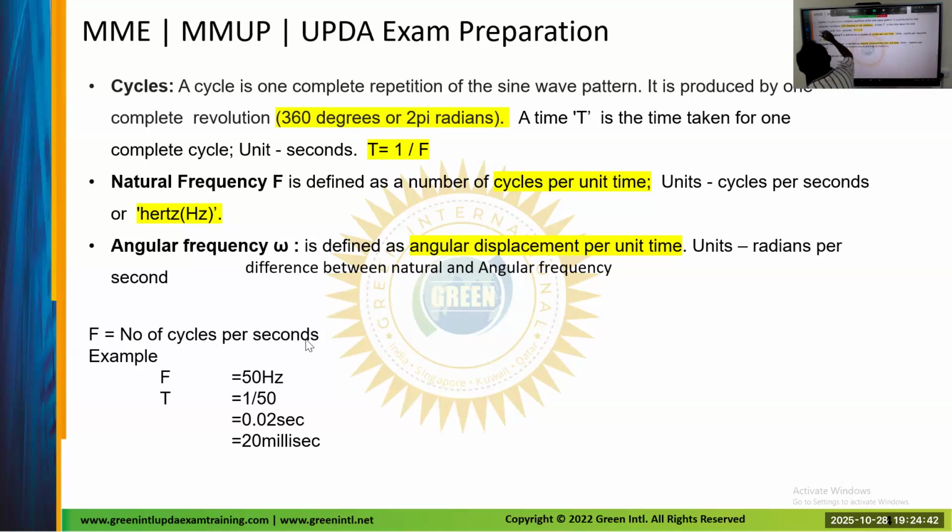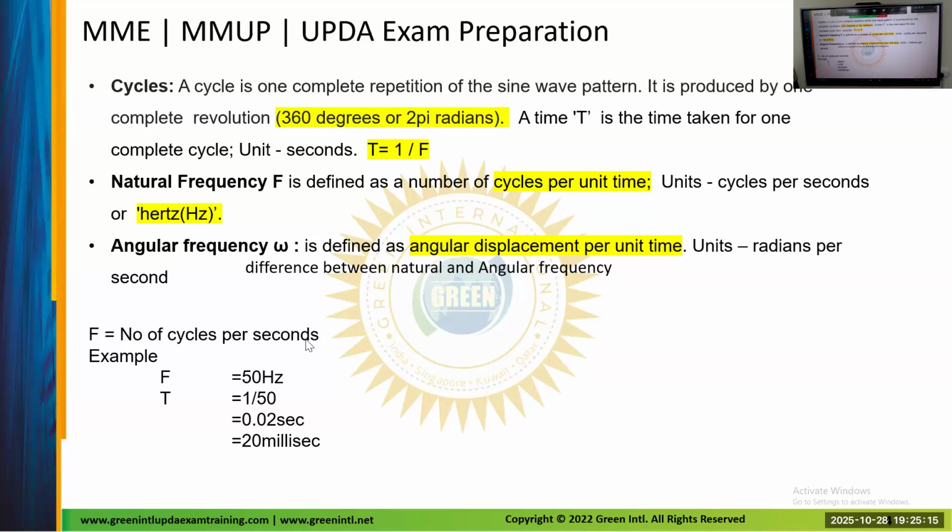So from this, time taken T is equal to 1 by F, or we may say F is equal to 1 by T. Natural frequency, the unit is cycle per second or hertz. Angular frequency, we say radian per second. Here we are using 50 hertz. So F is equal to 50 hertz. What is T? T is equal to 1 by 50. So we get the answer.